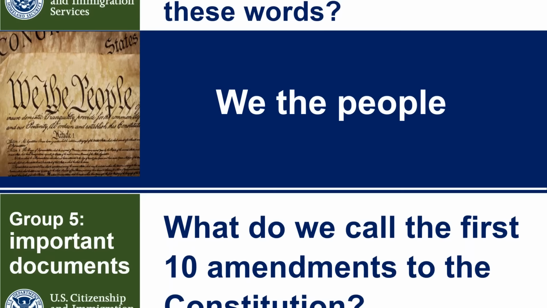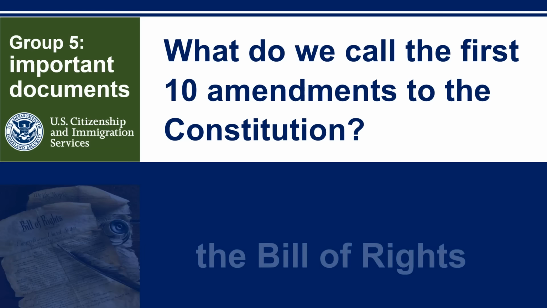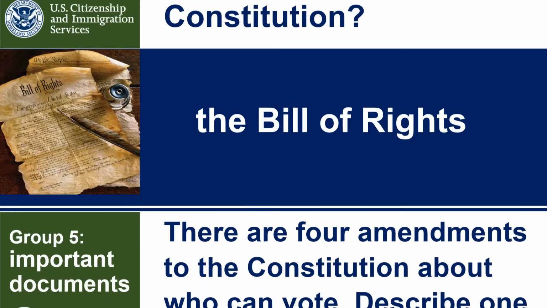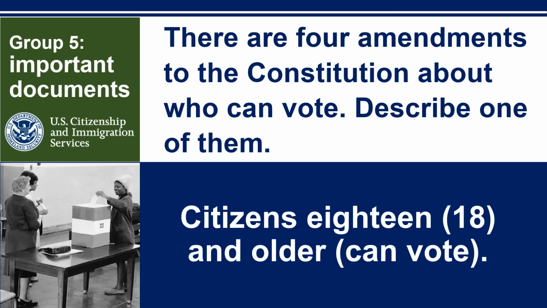What do we call the first 10 amendments to the Constitution? The Bill of Rights. There are four amendments to the Constitution about who can vote. Describe one of them. Citizens 18 and older can vote.